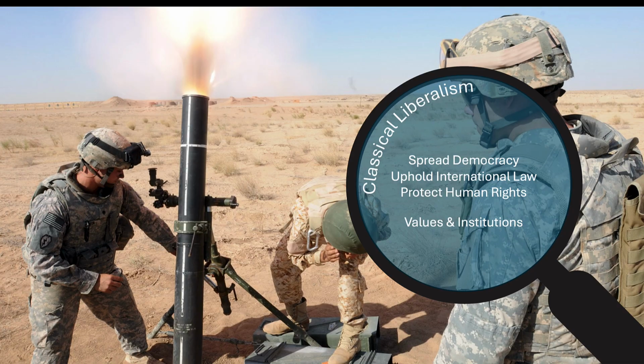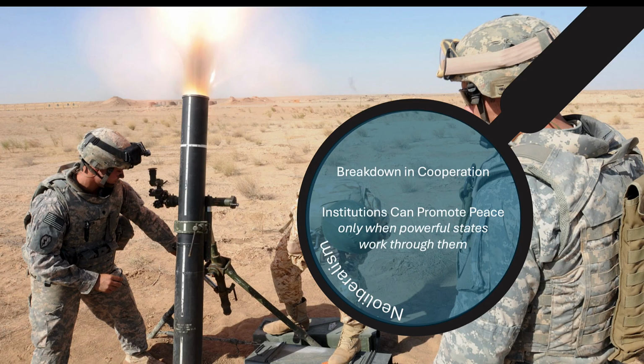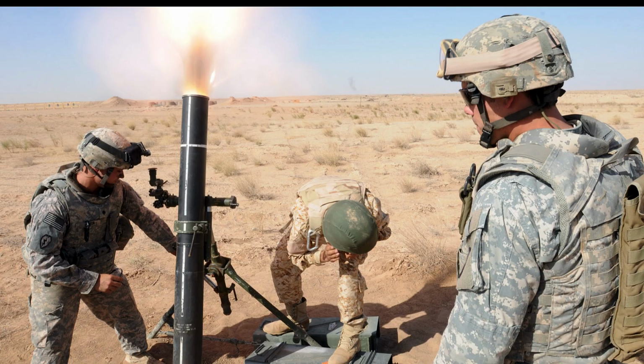And a neoliberal would look at the breakdown of international cooperation, how the United States bypassed institutions like the UN Security Council, undermining multilateral norms. For them, the lesson is that institutions can promote peace, but only when powerful states are willing to work through them. The same event highlights four very different explanations, but it's not just about explaining the past, it's also about what each theory would recommend moving forward.